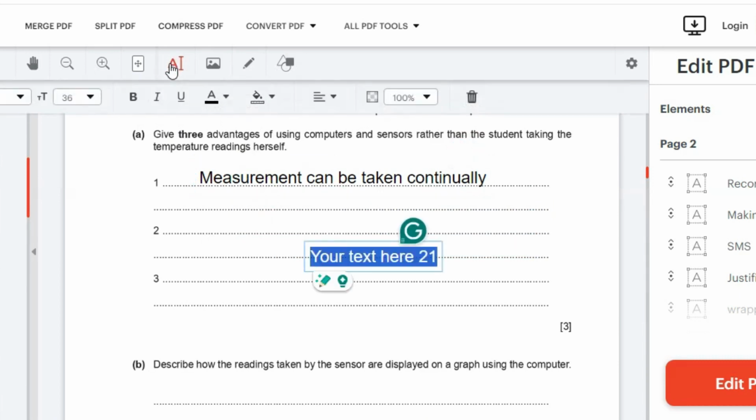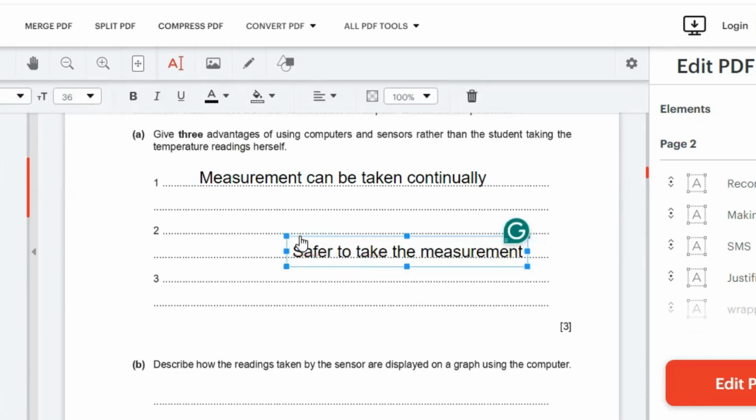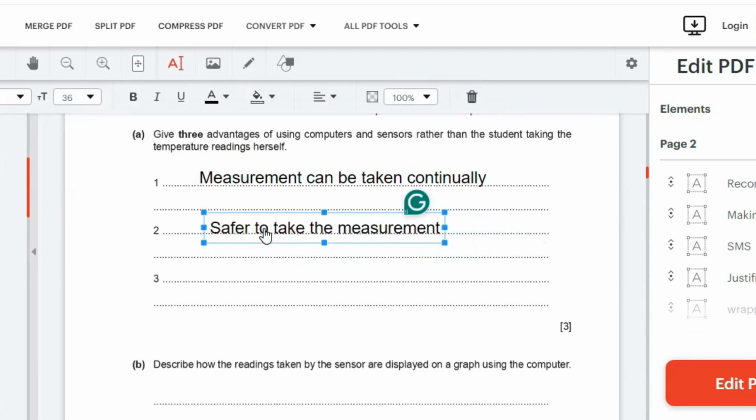Two, it is safer to take the measurements. It is safer to what? To take the measurements. That is when you make use of what? Computer. It is safer to take the measurements, unlike if she is taking it herself.